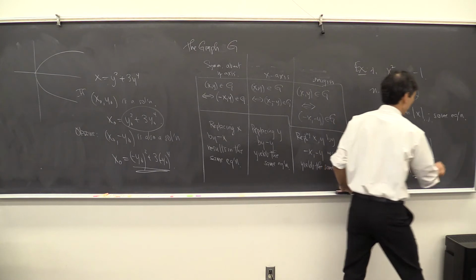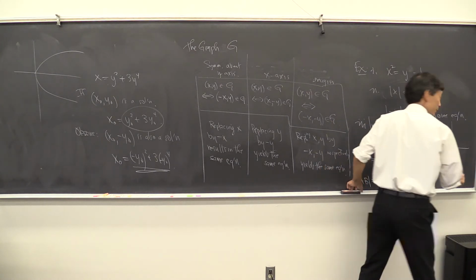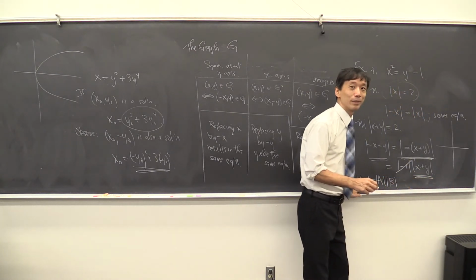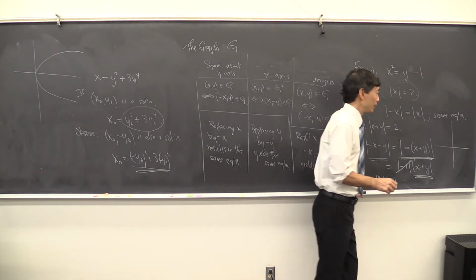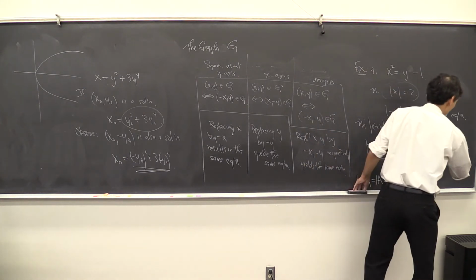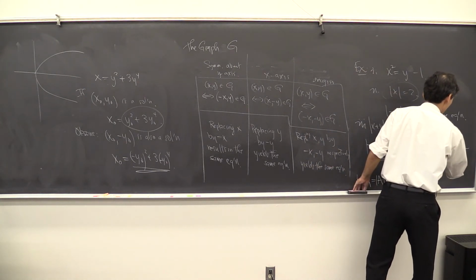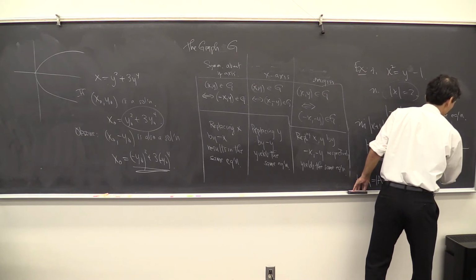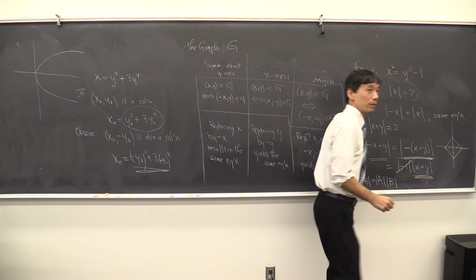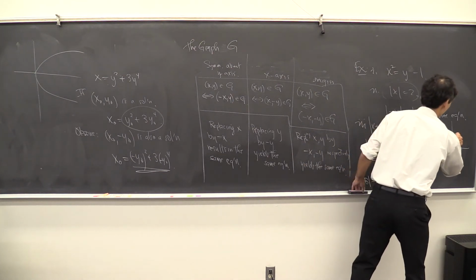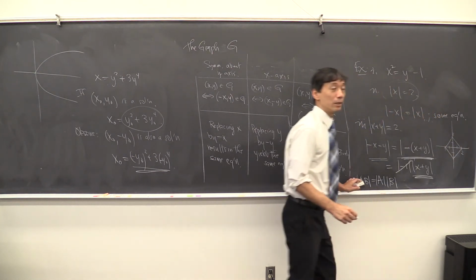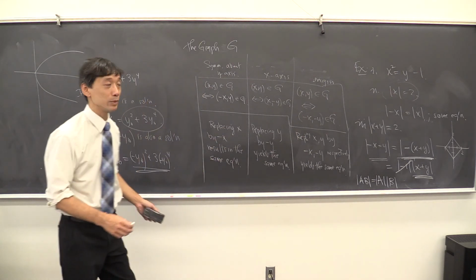Okay. Geometrically, anybody know what this looks like? It'll actually turn out to be a box. It'll look like this, where this is 2, this is 2. This is a square, sideways.